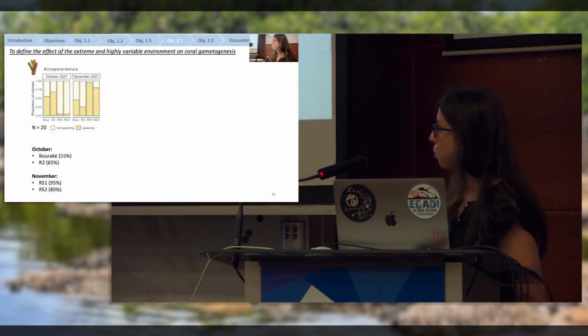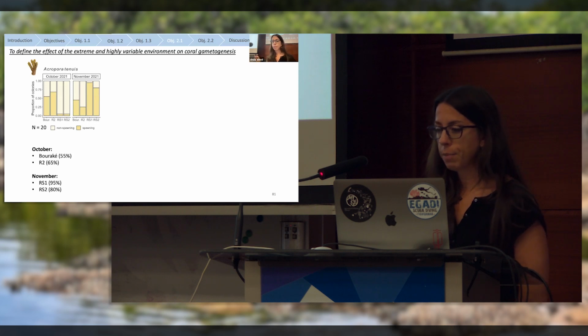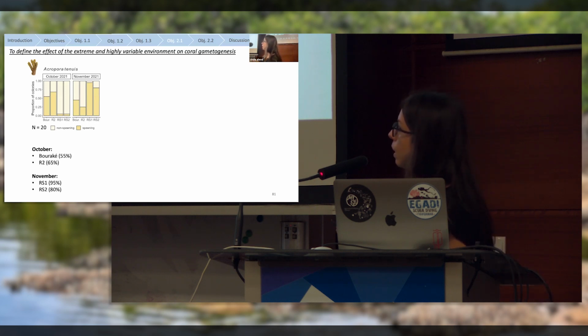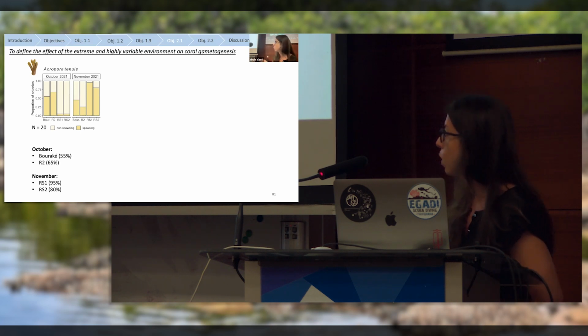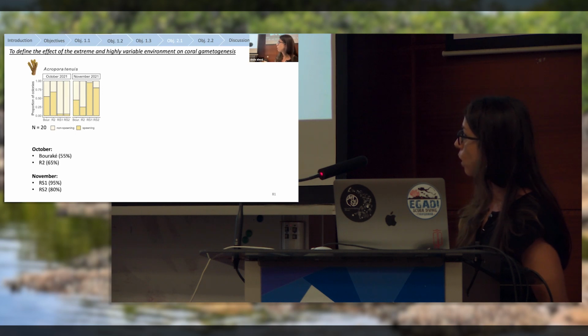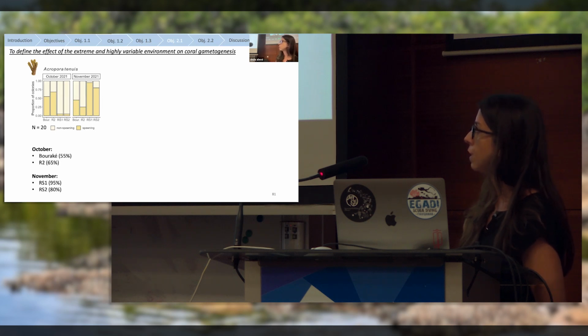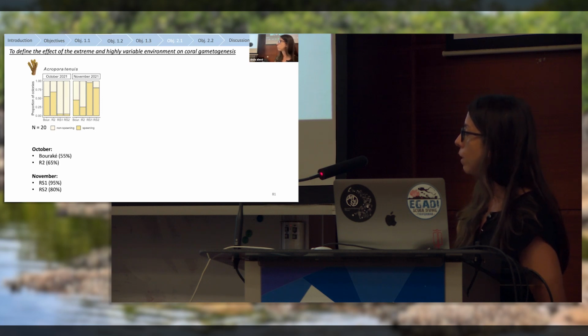So here is the proportion of colonies that were estimated to spawn across all the sites in October 2021 and November 2021. What we observe here is, for Acropora tenuis, the majority of the colonies from Buraké and the nearby control site were estimated to spawn in October, while the rest of the colonies, together with the southern site, were estimated to spawn in November.